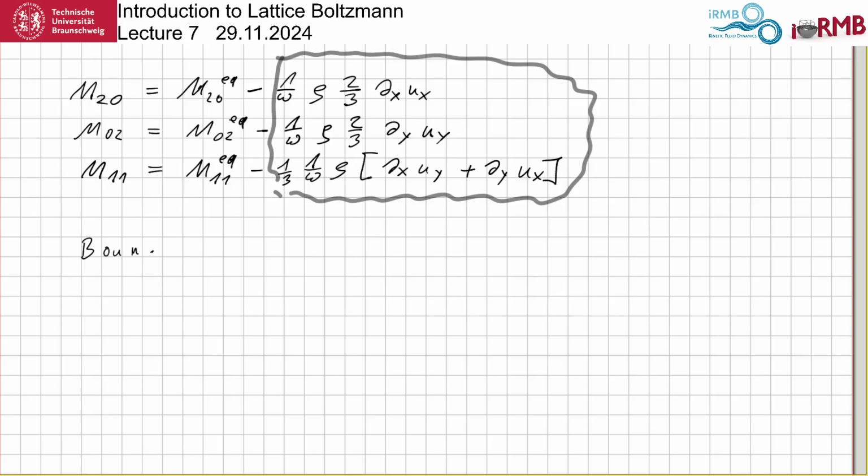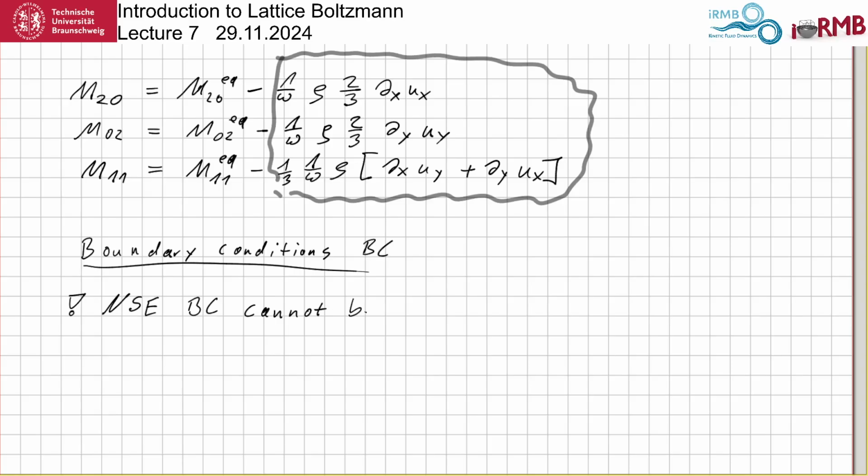So let's come to the boundary conditions. We'll call boundary conditions BC. Here again, we are in trouble because of the Navier-Stokes boundary conditions. I know some people who say we'll never do Lattice Boltzmann because we don't know what the boundary conditions are. So they cannot be imposed directly. Mathematicians hate us because we specify boundary conditions physically and not like, okay, this is a Dirichlet boundary condition or this is a Neumann boundary condition.